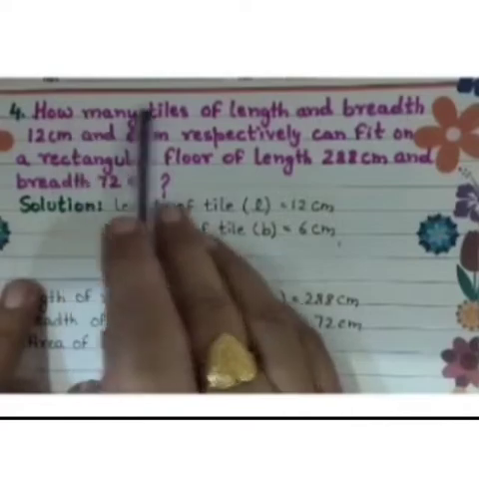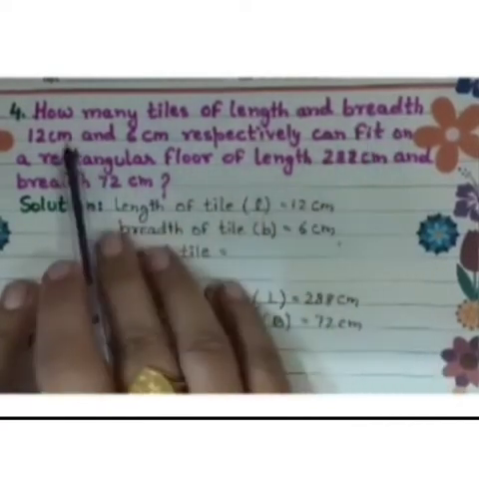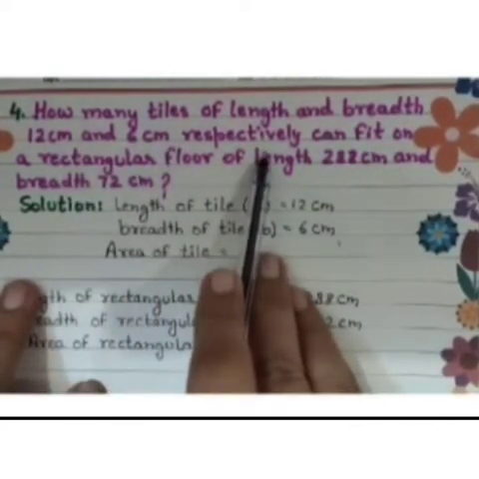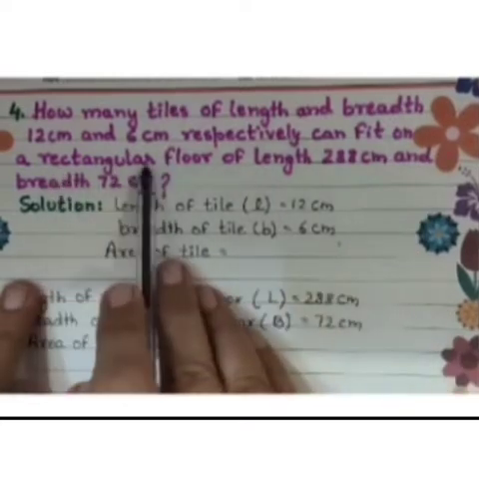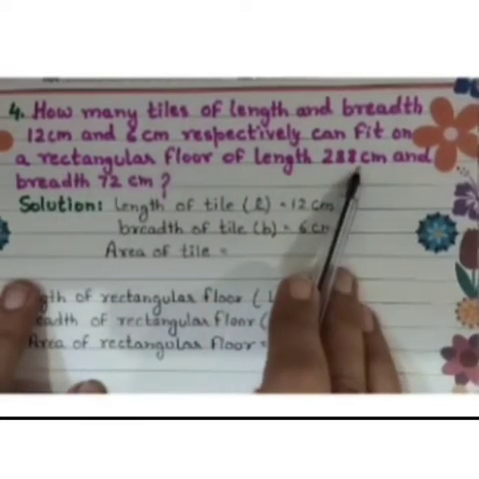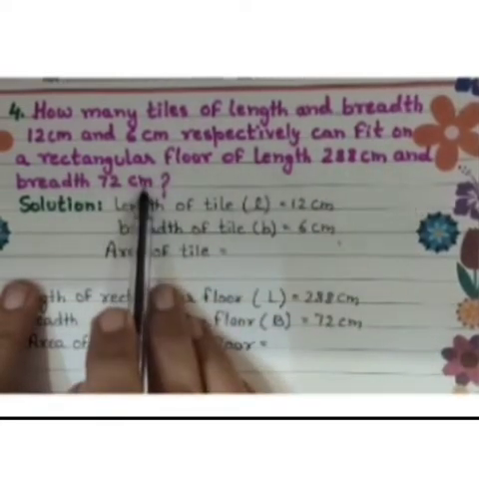Question 4. How many tiles of length and breadth 12 cm and 6 cm respectively can fit on a rectangular floor of length 288 cm and breadth 72 cm?